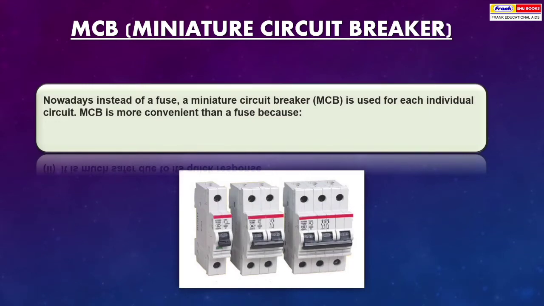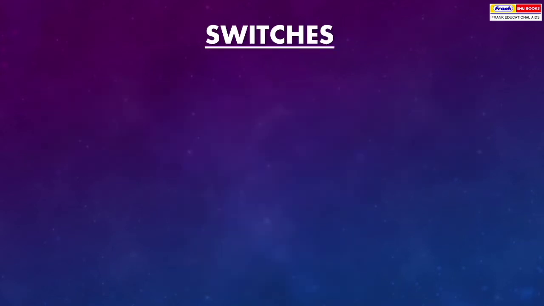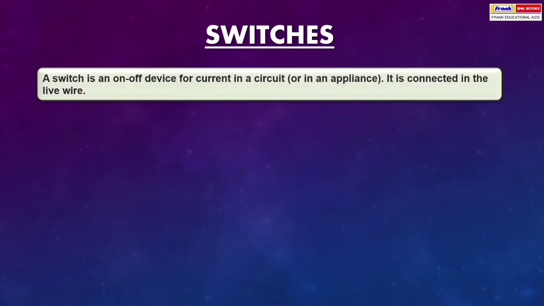MCB, miniature circuit breaker. Nowadays, instead of a fuse, a miniature circuit breaker, MCB, is used in each individual circuit. MCB is more convenient than a fuse because it avoids the inconvenience of changing a new fuse wire. It is much safer, with a quick response. Switches. A switch is an on-off device for current in a circuit or an appliance. It is connected to the live wire.